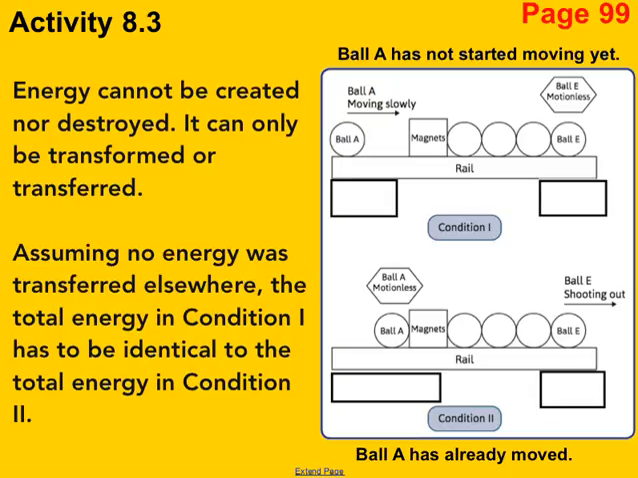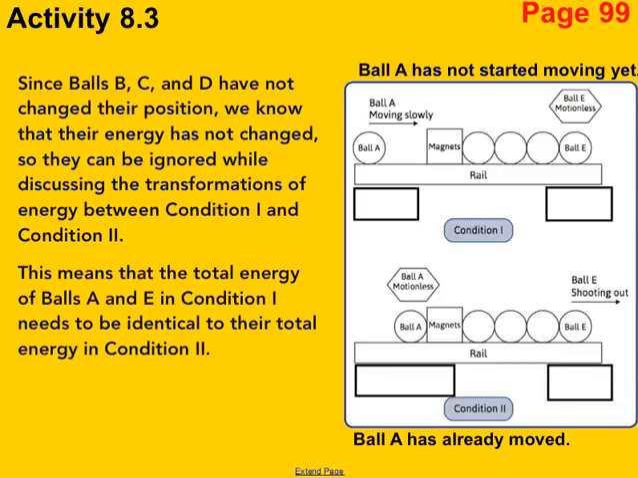So if we assume no energy was transferred elsewhere, the total energy in condition 1, which was before ball A hit the magnet, must be identical to the total energy in condition 2. So what we're trying to explain is, where did all that energy come from that shot ball E out so much faster? Because ball A did not come in that fast. So why did ball E fly out so fast?